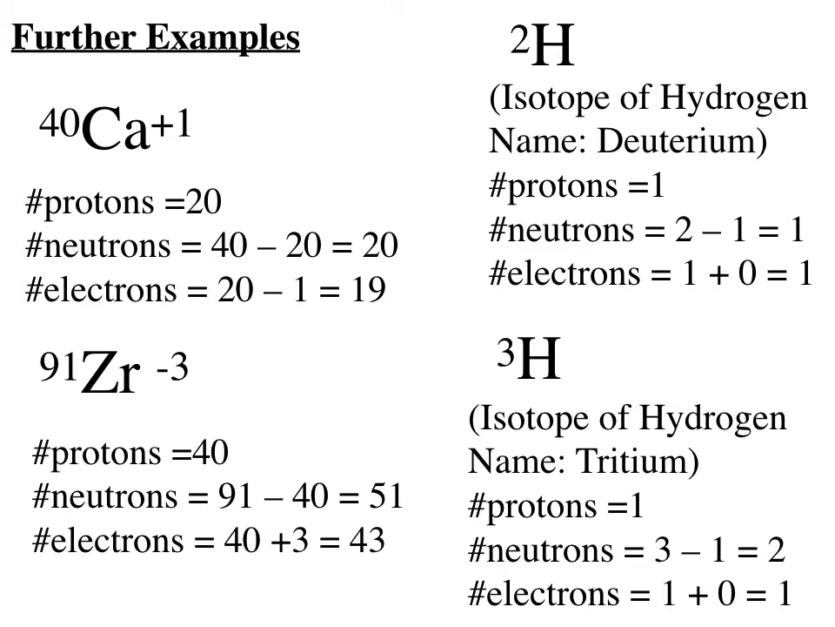Likewise, we can do the other elements you see on this page. Zirconium, if I look in the periodic table, is in box 40, meaning it has 40 protons. It has a -3 charge, meaning it has an imbalance of extra electrons, so it must have 43 electrons. And because it has mass number 91, along with the 40 protons in the nucleus, it must have 51 neutrons.